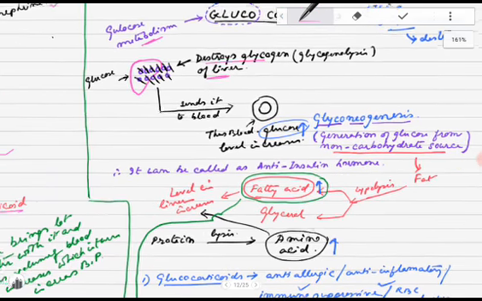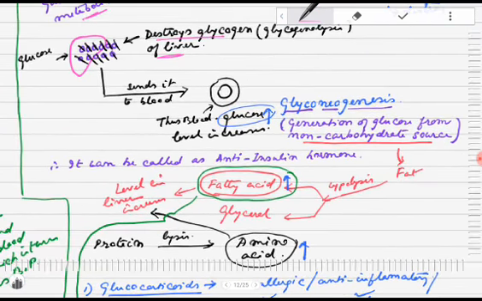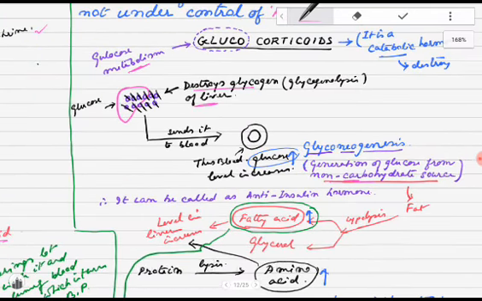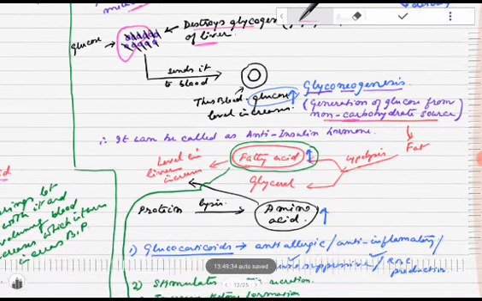Thus blood glucose level increases, and this is called gluconeogenesis. This generation of glucose, gluconeogenesis, is the generation of glucose from non-carbohydrate sources. So glucocorticoids can be called an anti-insulin hormone.